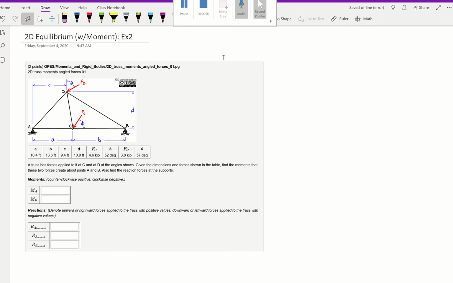Hi, in this problem we're going to look at a WebWork problem for 2D equilibrium. This is a truss and there are forces acting at C and D, FC and FD, and they give us the dimensions and forces in this table here. They want us to find the moment of those two forces created about joint A and B, and then find the reaction forces at the supports.